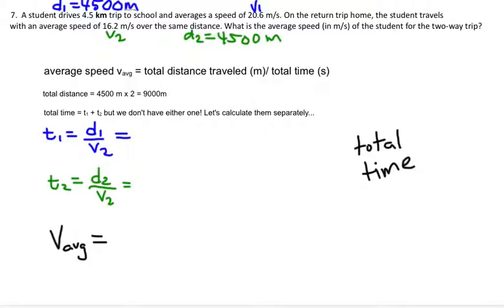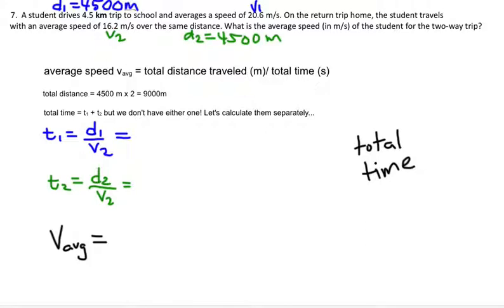A student driving to school, 4.5 kilometers to school. I kind of jumped ahead and I converted 4.5 kilometers to meters because I know I'm going to need my distance to be in meters as it usually should be. His trip out to school I'm calling D1. His speed on that trip to school was 20.6 meters per second, which I call V1. Then he comes back exactly the way he came. So he returns home, travels the same distance, slower speed, V2 of 16.2 meters per second. But again, the distance home is the same.